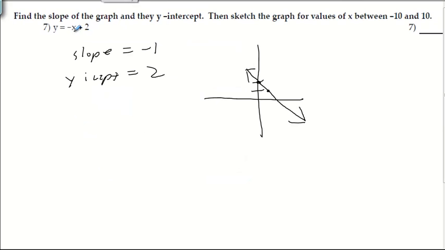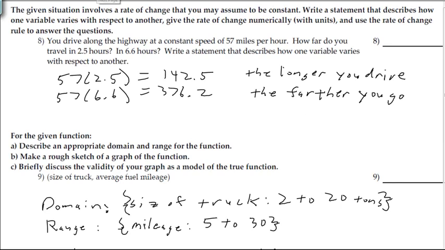Number 7, the slope is just the number in front of the x, that's -1. The y-intercept is 2, and then a little graph. So there's the y-intercept of 2, and it goes down 1 over 1, down 1 over 1. So that's a -1 slope.